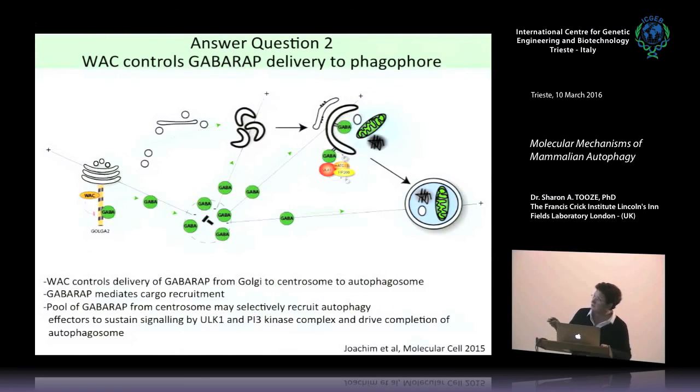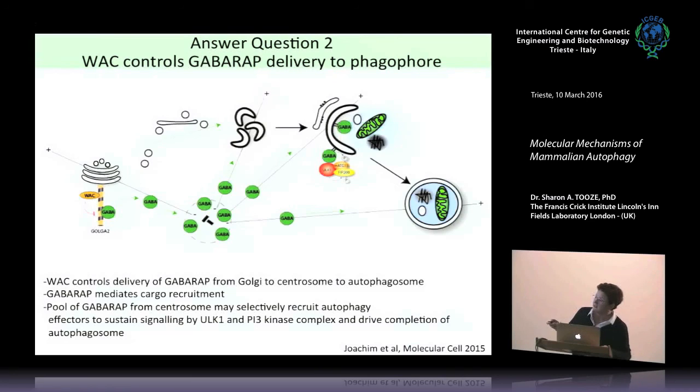So what I've shown you for WAC, so the answer to question two, is that the function of WAC, which is not an autophagy protein but a regulatory protein, so all the effects that you see are also not like the effects you see with an ATG protein. This is a modulation of the pathway. That WAC controls this delivery of this GABARAP protein to the phagophore.